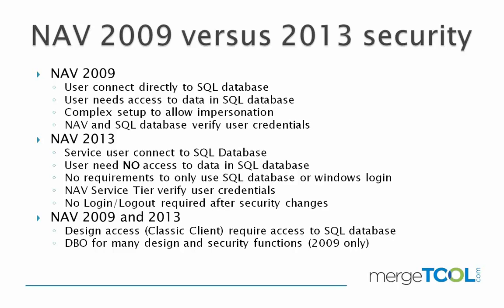If we look at the versions of NAV in here, we could also include the classic in the 2009 example up here because it actually uses the exact same way. In 2009, the user connects directly to the SQL database. They need access in the SQL database, in each database that they're going to access in there. And for the Rotor client, it's quite a complex setup to actually allow that one by using the service tier. In that case, you have both NAV and the SQL database verify user credentials.